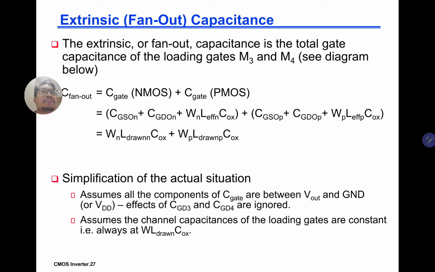So here, what is extrinsic capacitance, or the fan out? So the extrinsic or the fan out capacitance is the total gate capacitance of the loading gates M3 and M4. So what is M3 and M4? We're going to see that. Given by this equation, that C fan out equals the C gate of the NMOS plus the C gate of the PMOS. Given by these equations, we already saw something similar in the previous chapter. So let's look at what is M3 and M4 in this case.